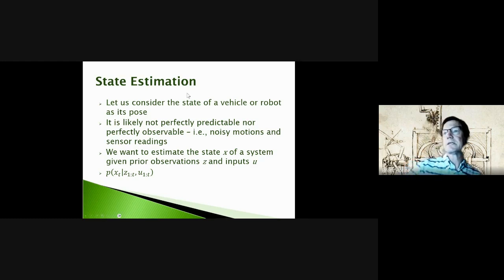So let us consider the state of a vehicle or robot as its pose. That might be an XYZ location, or latitude, longitude, and altitude, and then an orientation, a pitch, roll, yaw, or something like that, relative to some origin orientation system. It is not likely perfectly predictable nor perfectly observable. What do we mean by that?